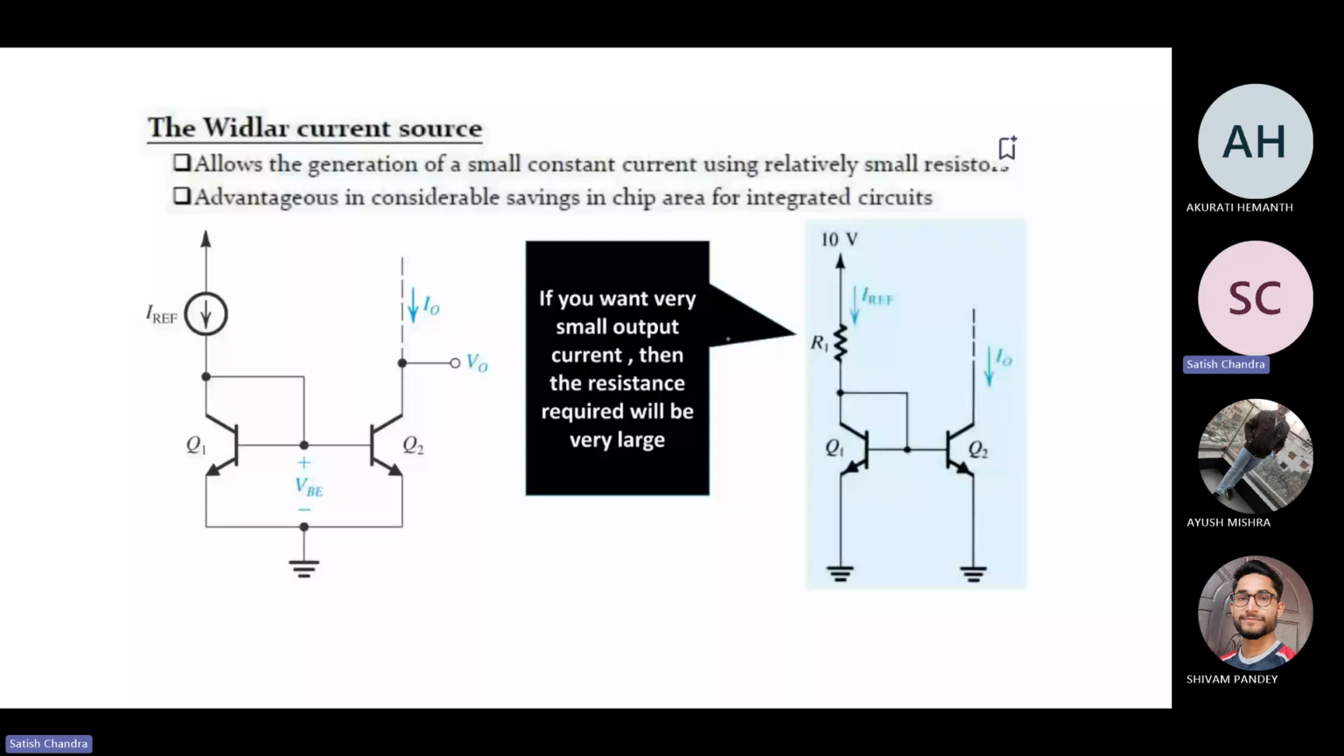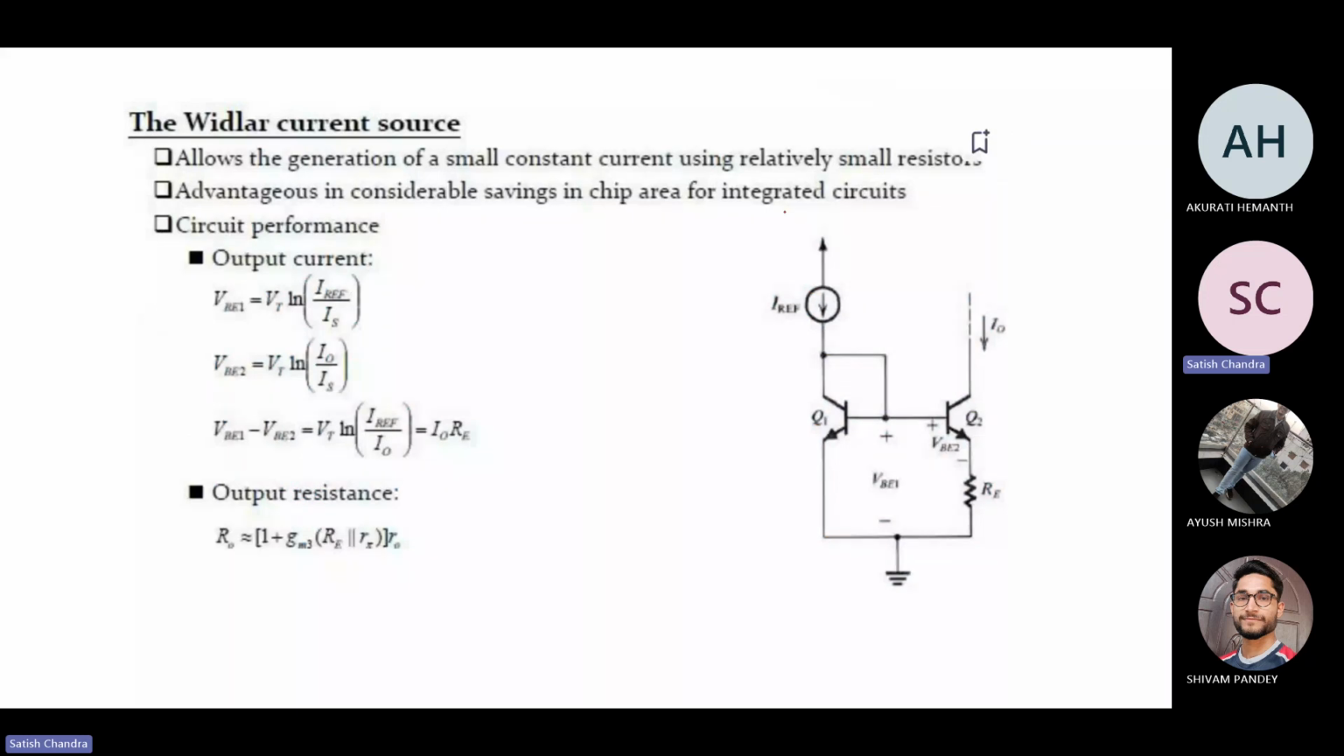That is the advantage in the same chip area for an integrated circuit. A high resistance requires a high area. If you want a small output current, then the resistance required will be very large, a very large value. Whereas in the case of the Widlar current source, it allows generation of small current using a relatively small resistance. How does that happen?